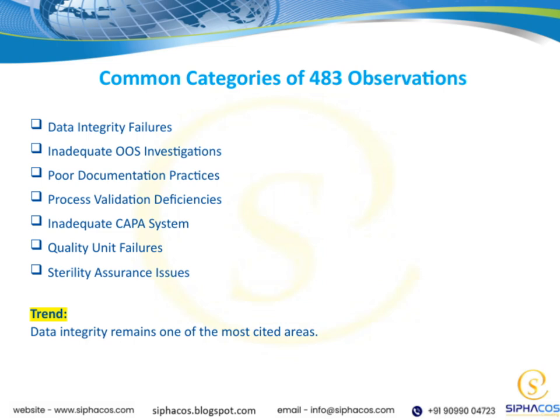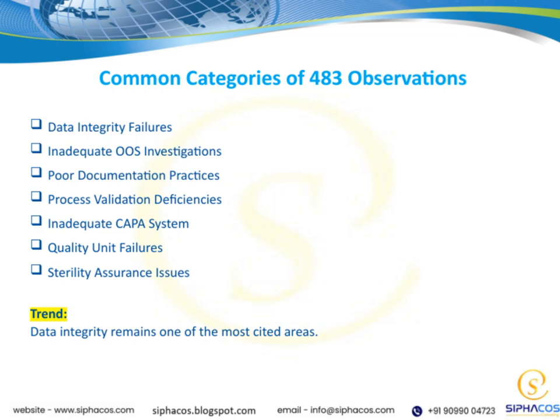Poor documentation practices are also frequently observed, emphasizing the importance of clear, thorough, and consistent record-keeping. Process validation deficiencies remind us that processes must be properly validated to ensure they consistently produce quality products. An inadequate CAPA system is another common area, underscoring the need for a robust corrective and preventive action process to address issues effectively. We also see failures within the quality unit itself, which can undermine the entire quality system. Lastly, sterility assurance issues remind us how vital it is to maintain strict controls to prevent contamination, especially in sterile products.